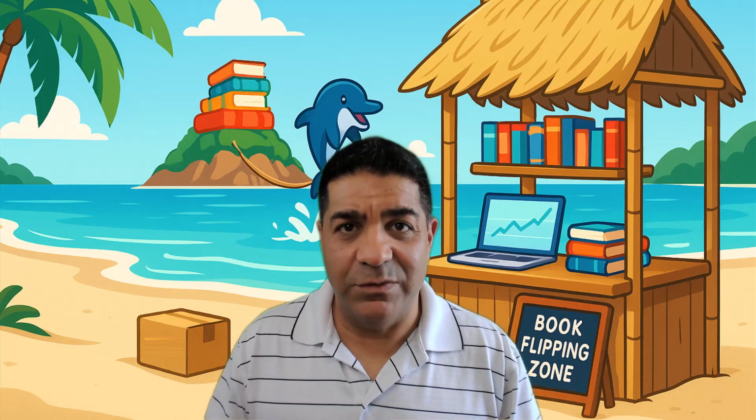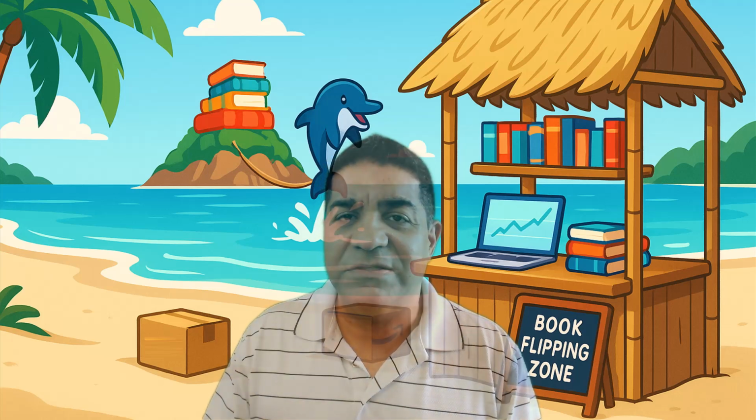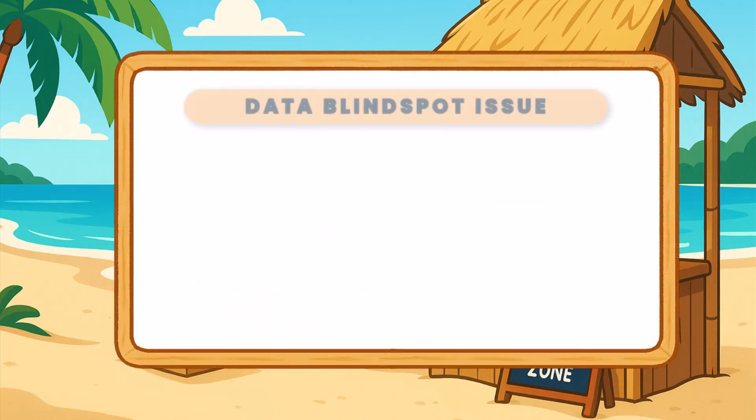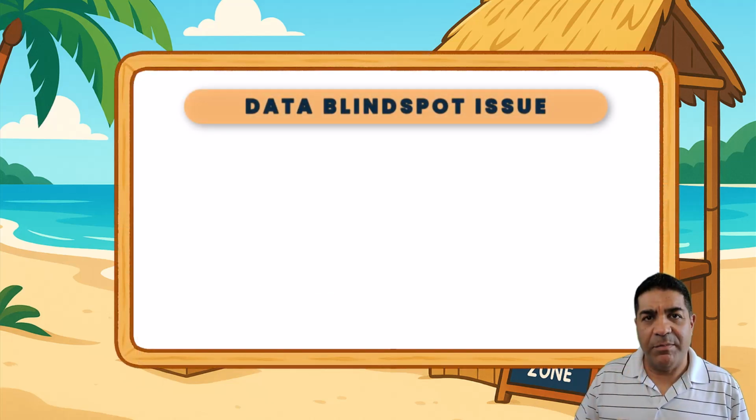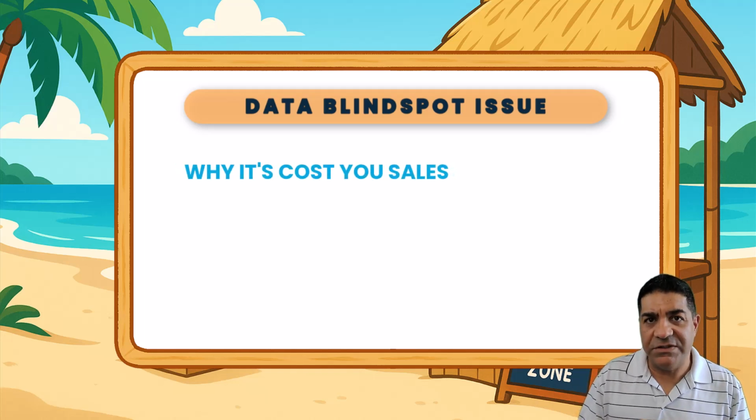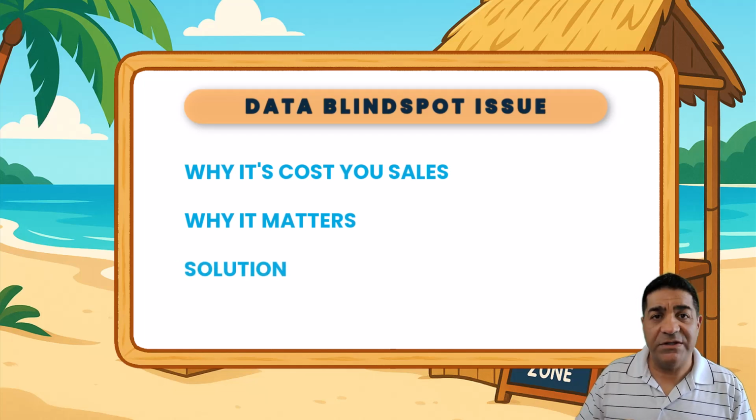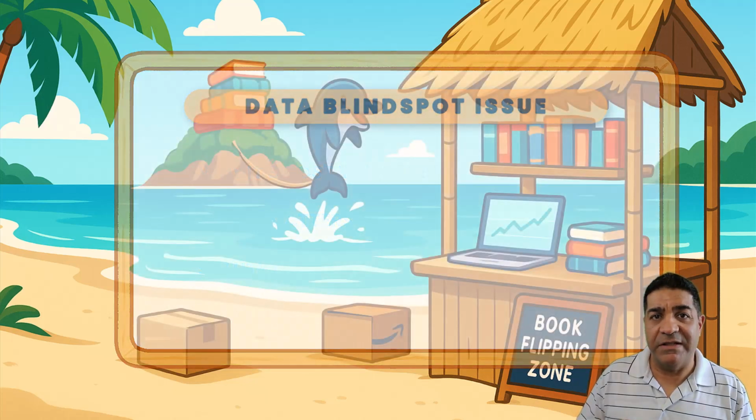Now, what if I told you that your automatic repricer that you're paying for every month has a technical limitation that is costing you sales continuously? Many sellers still don't know about this. In this video, I'm going to talk about the hidden data blind spot issue affecting every single automatic third-party repricer that charges you a monthly fee. I'm going to show you why it's costing you sales, why it matters, and a solution to overcome it. All right, so let's talk about what data blind spots are.